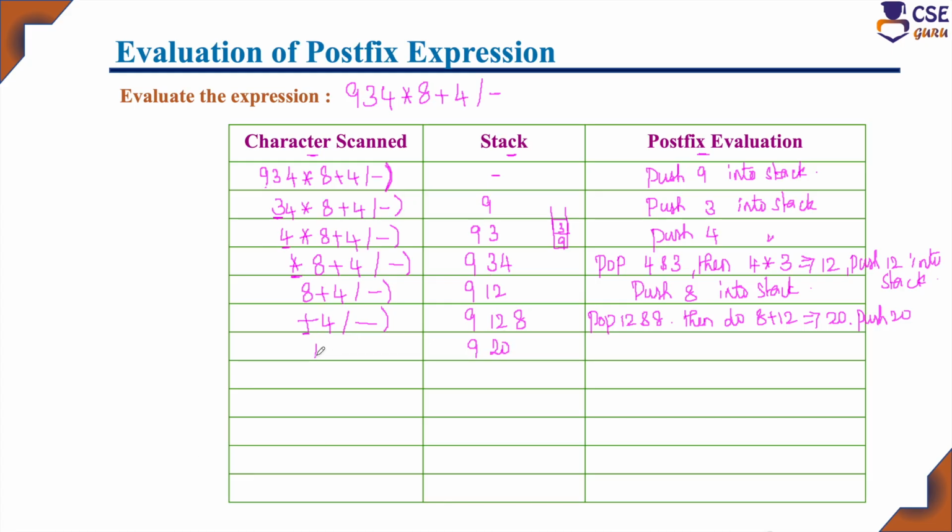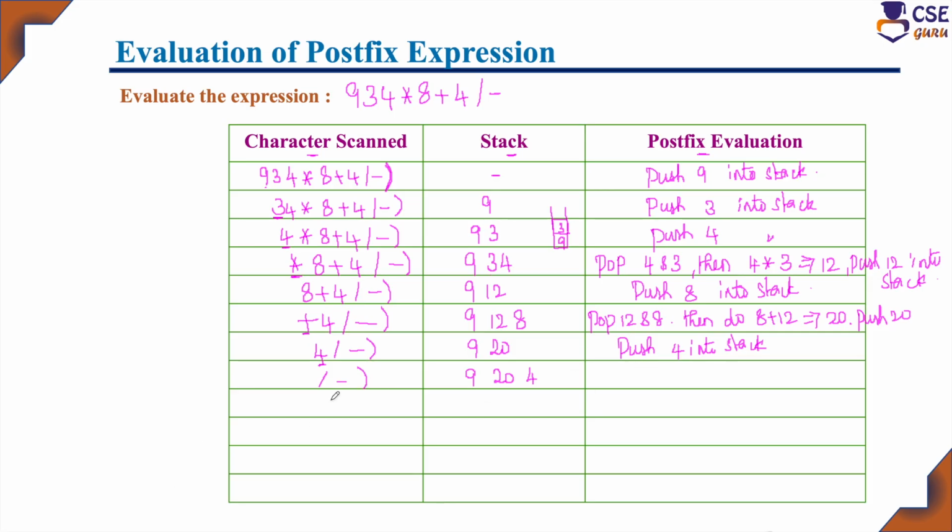Then the remaining input characters are 4 division minus closed parenthesis. The next incoming character is 4, so this is an operand. So push 4 into the stack. So 9 will be there in the stack, 20 will be there, and now you have to push 4 into the stack. The remaining characters are division minus closed parenthesis.